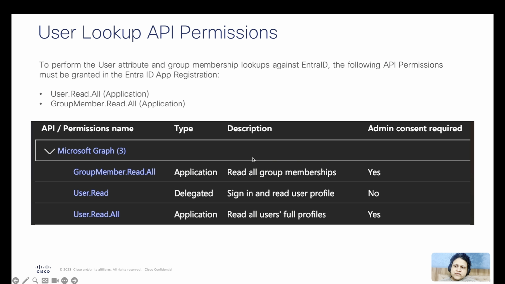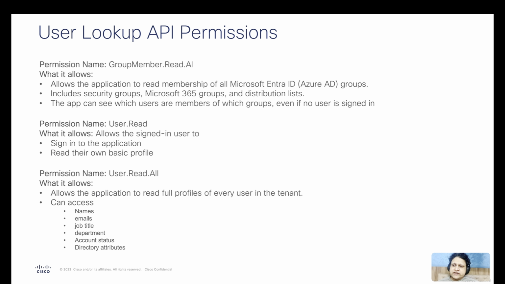To make this flow work, we need to configure these API permissions in the Entra ID. When we register the app, we need to have these API permissions: GroupMember.Read.All, User.Read, and User.Read.All. So let's see what they mean. The first is GroupMember.Read.All. It allows the application to read membership on the Microsoft Entra ID groups, whether it is Microsoft 365 groups, security groups, or distribution lists.